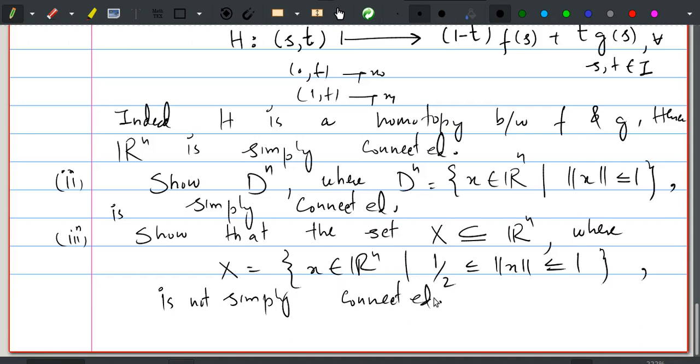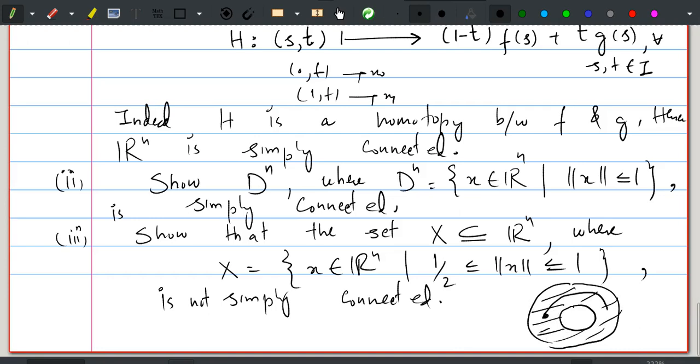So we have to exhibit two paths in this X, and this is an easy exercise. This is the annular region. We have to exhibit two paths here, say this is path F and this is path G, and show that these two paths are not homotopic. Obviously these two paths are not homotopic, because there is no continuous family of maps which takes this point, say this is point S, to the point here, say G of S. There is no such homotopy here. So we have to show that this annular region is not simply connected.